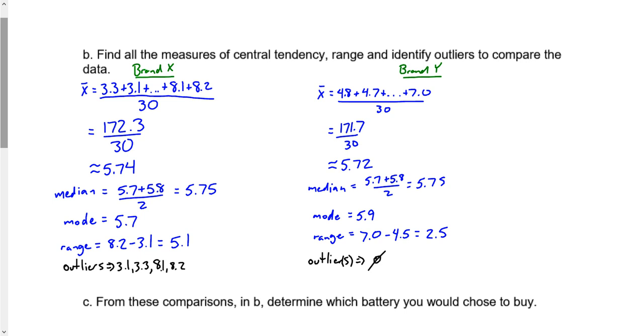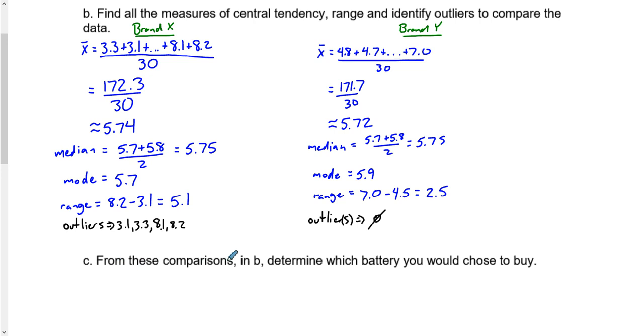So we're going to do a comparison. Let's see, our average for brand X is a little bit higher than brand Y. Medians are the exact same values because by chance, the numbers that were in the middle came up to be the exact same. Our mode for brand X is lower than the mode for brand Y. But our range is for sure a much higher number for brand X than brand Y. At the same time, there are some great outliers in brand X compared to brand Y.